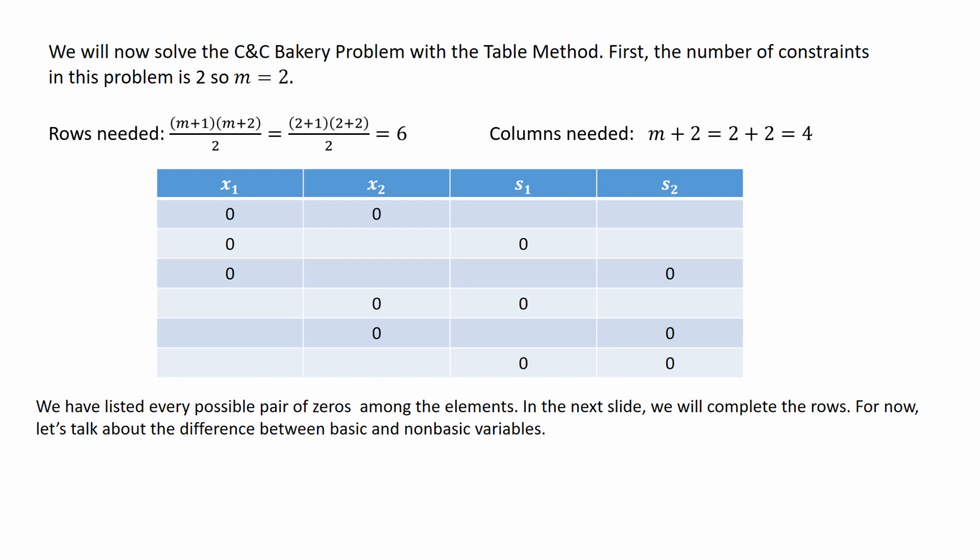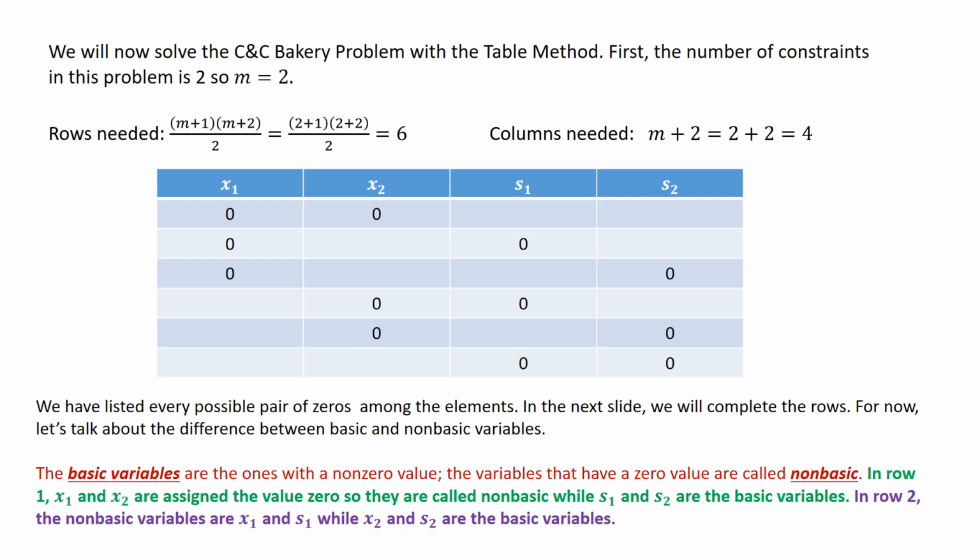Now we are going to complete the rows and continue to solve the problem, but for now let's talk about the difference between the basic and non-basic variables. So remember the definition. The basic variables have a non-zero value. The variables that have a 0 value are non-basic.